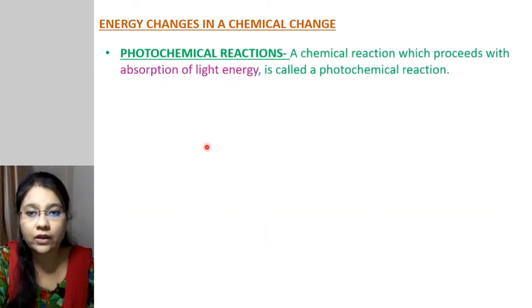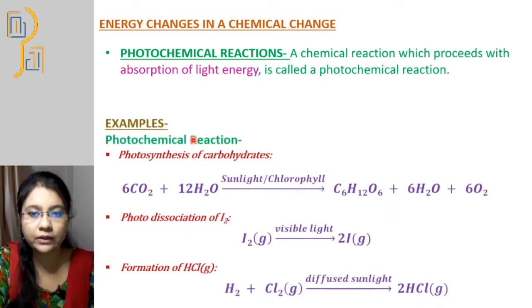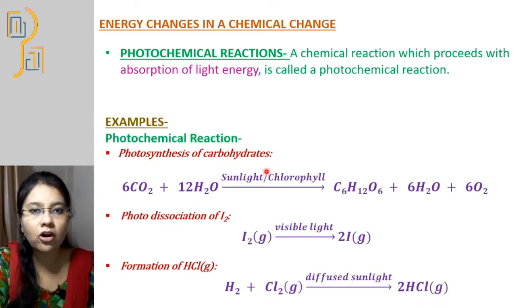The third type is photochemical reaction. It's a reaction which proceeds with absorption of light energy. From the word photo, you can understand there is an involvement of light energy. Let's take some examples. It is photosynthesis of carbohydrates. Now this reaction is known to you from junior classes. 6CO2 plus 12H2O in the presence of sunlight and chlorophyll, it will form C6H12O6 plus 6H2O plus 6O2. So you know photosynthesis occurs in the presence of sunlight. So it's a photochemical reaction.